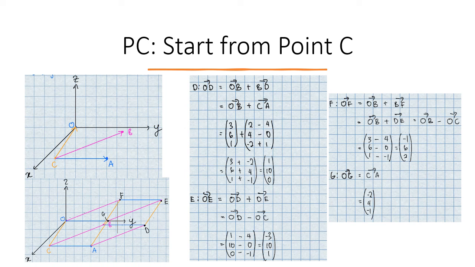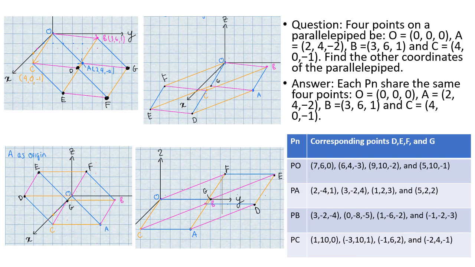Same thing for PC. I'm not going to repeat it, but you get the point. So we get D, E, F, and G. And same process I did from start to finish. So back to the question. Find the other coordinates of the parallelepiped. So for each P, we share the same 4 points. And then these are the other points, D, E, F, and G. And these coordinates correspond to the points.